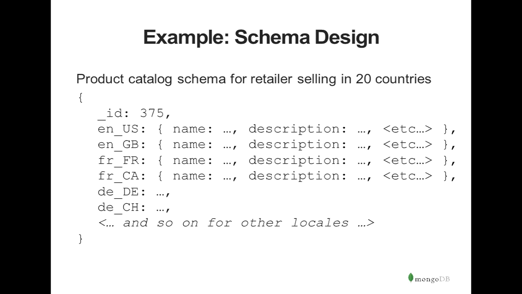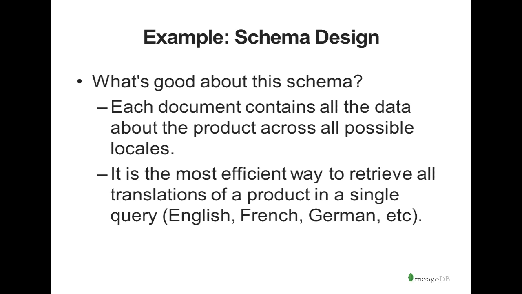So they had a document that contained all the information about that product, and they had the locale translations for every single language that they supported in that document. So what's good about this schema? It's good because every document contains all the data that you need across all possible locales. That's really good. It's very efficient to retrieve a document that gives you all the translations that you would ever need. So your application just needs to do one query, and it gets everything that it needs.